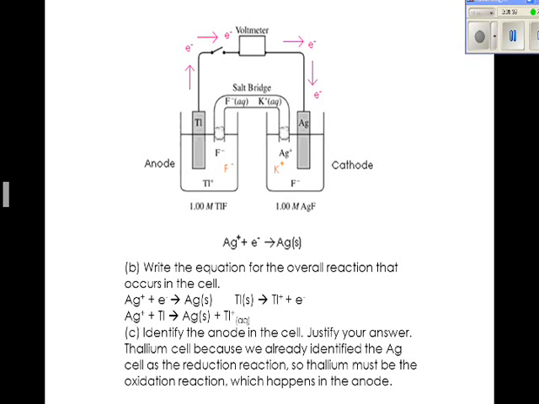Also notice that in the picture, I have electrons flowing from the anode to the cathode. Electrons always flow from the anode to the cathode. And remember that the salt bridge is in the middle to balance out the electrons.